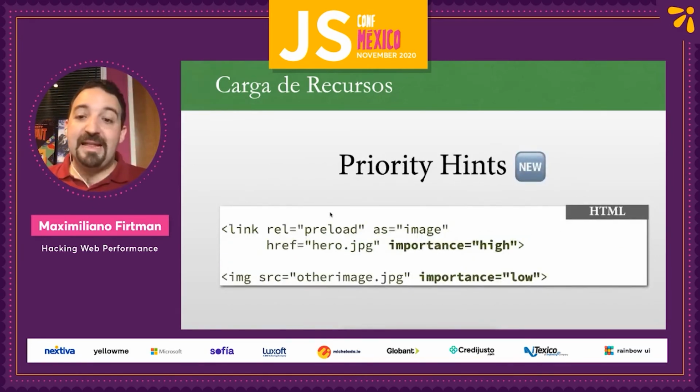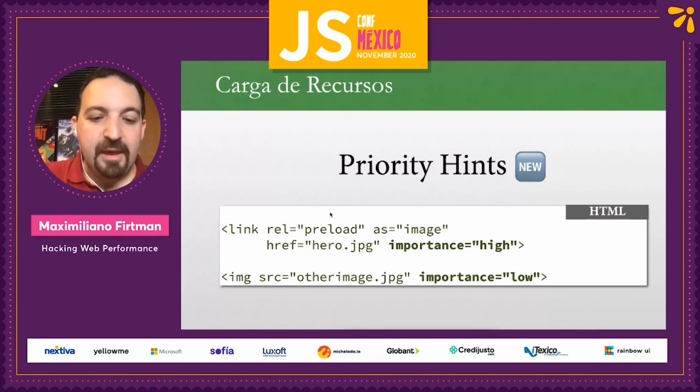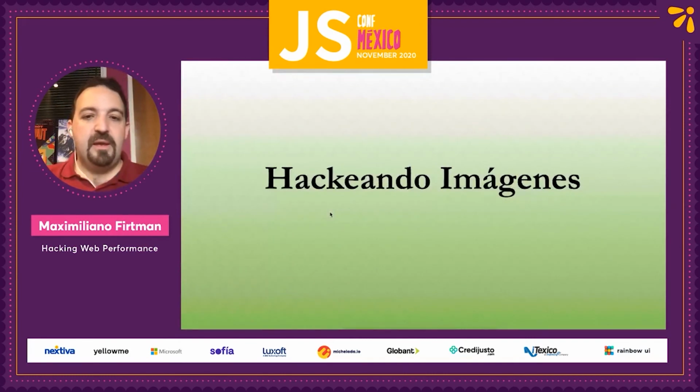We could even add priority hints. And for this, with the importance attribute, to every link and to every image tag, what importance do they have? So we can help the browser to download the images that we prefer before others. So this is interesting. And talking about images, well, we need to hack images.